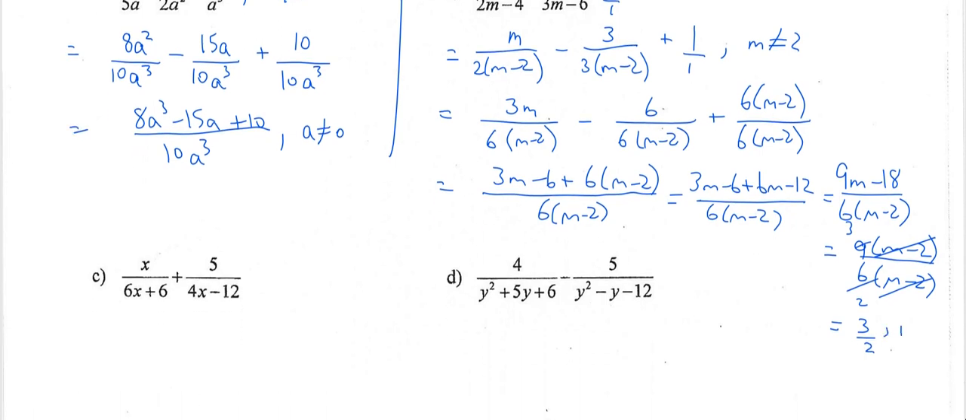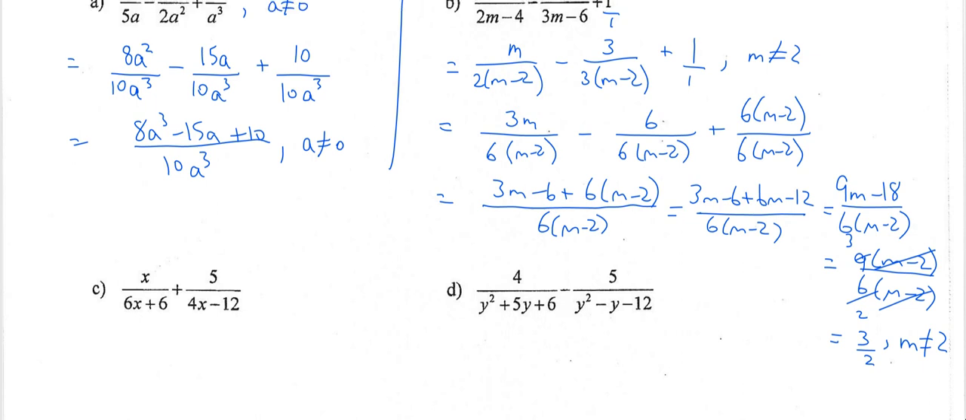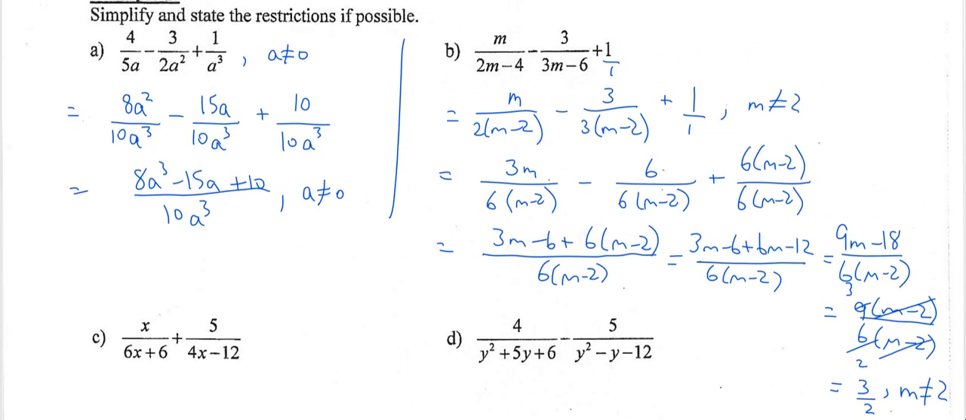And the last thing I need to do is restate the restriction, which is kind of funny because the final answer doesn't even have m's in it. But I'm saying the final answer is 3 over 2 and m can't equal 2. It doesn't make sense, but that's because m refers to the original question, right? So that the original question cannot be undefined.